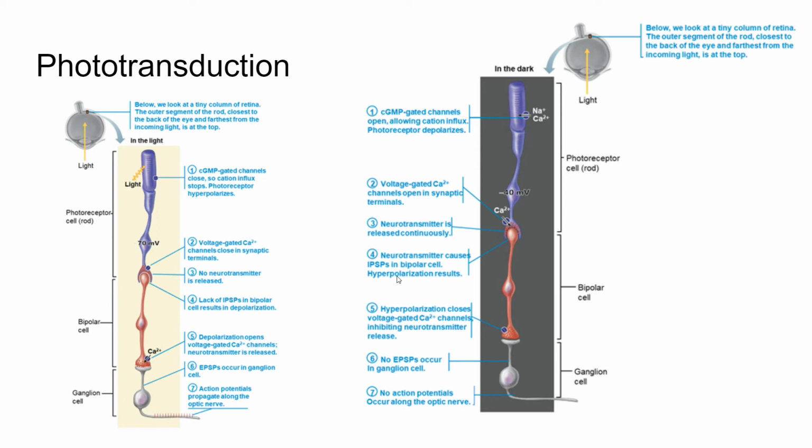And so a big idea here with phototransduction is, again, light energy is being transformed into electrical energy, and our brain then receives that electrical energy in a particular part of our brain, and that causes us to perceive that as an image.